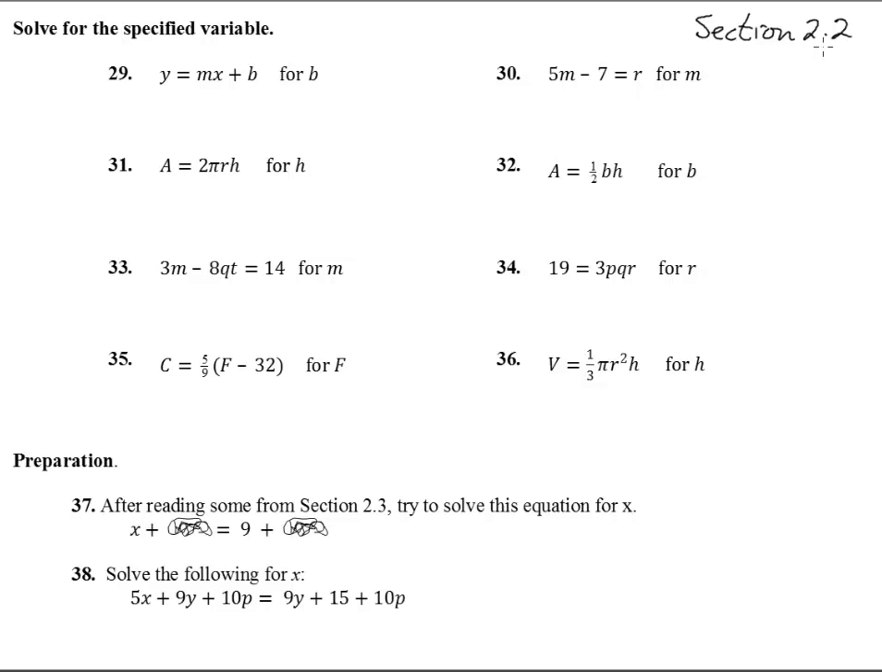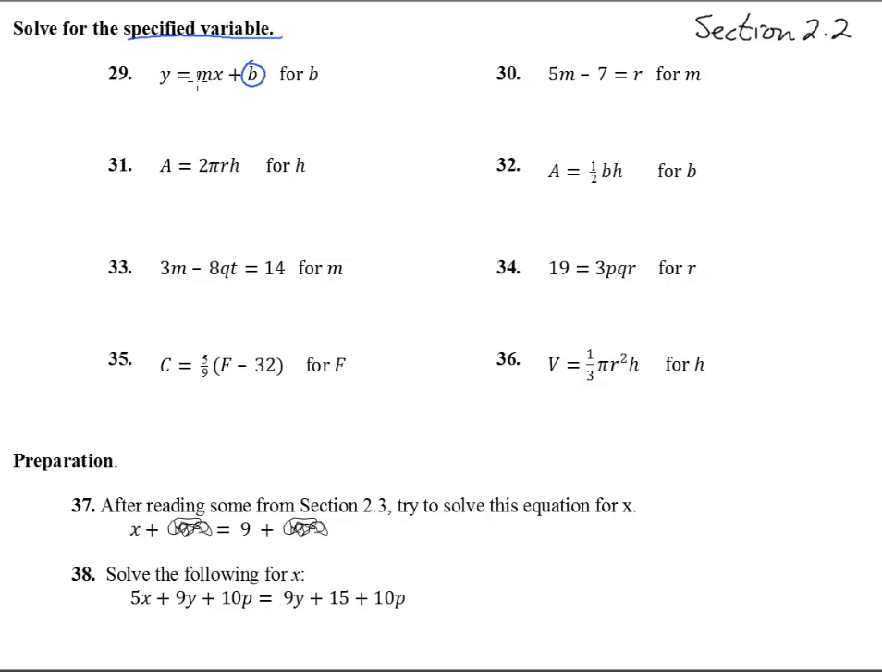Here we are in section 2.2 with the last of the problems, 29 through 38. This says solve for the specified variable. So that means in this one, for b, we're trying to get b by itself. So that's what we're doing. We're rearranging these formulas using our incredible abilities to manipulate equations. So now we want to get b by itself.